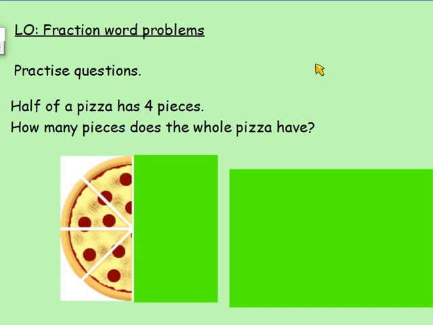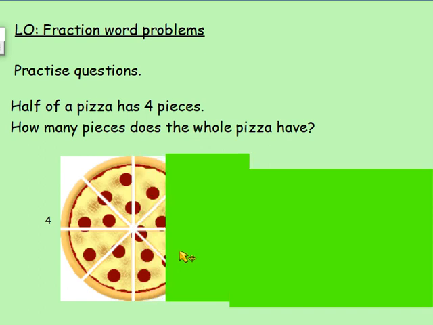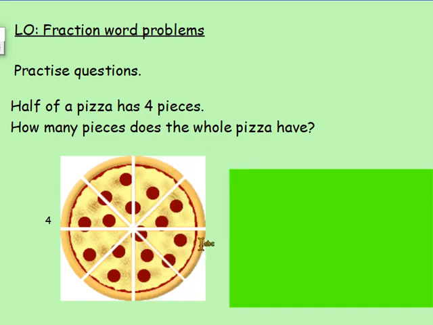So just have a think about that. If I've got half here and half is 4, what's a whole pizza going to have? If one side's got half, what's the other side going to have? So if you've got 4 on one half, you're going to have the same amount of pieces on the other half, look. You can't have a different amount of pieces on this half because it won't be equal. The pieces won't be the equal size, will they?